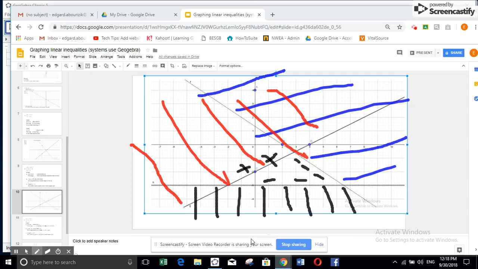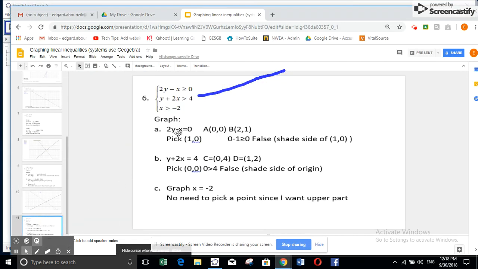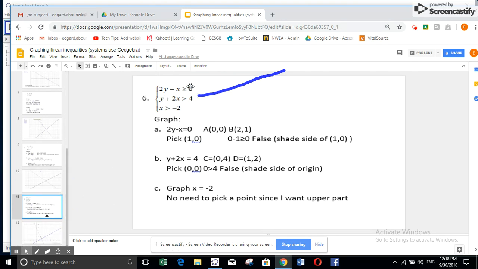Let us take the last example. Here in the last example, I also have 3 equations in 3 unknowns. So I graph 2y minus x equals 0 by taking 2 particular points. You all know 2y minus x is passing through the origin. So since it's passing through the origin, if x is 0, y is 0. So if I need to pick a point here, the point must be other than the origin, because the origin is on the line.